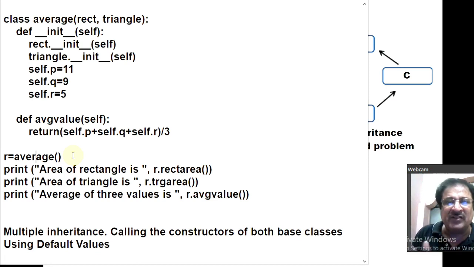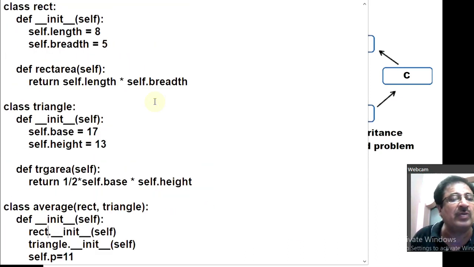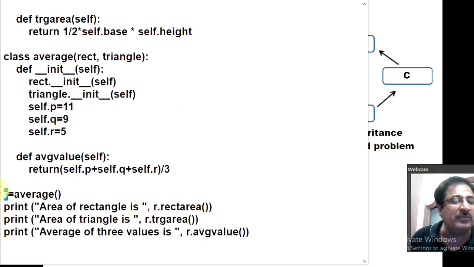Then it will become very easy for you to understand the concept of this lecture, right? So the compiler will jump to the default constructor of the average class. This is the default constructor. Here we are asking to invoke the default constructor of rect class. So the control will come to the default constructor of the rect class. And here these default values 8 and 5 will be assigned to the length and breadth attributes. And these length and breadth are the instance attributes of the object R.